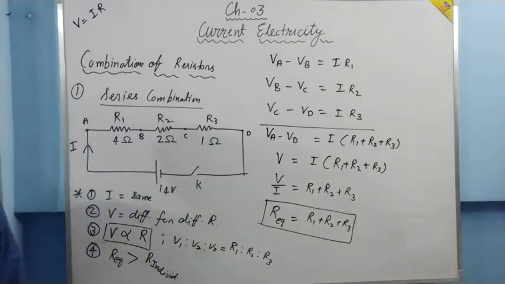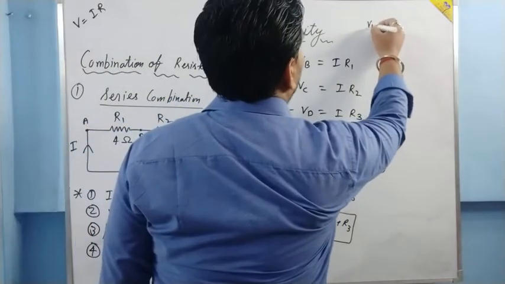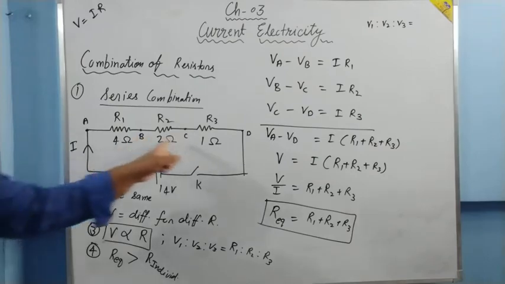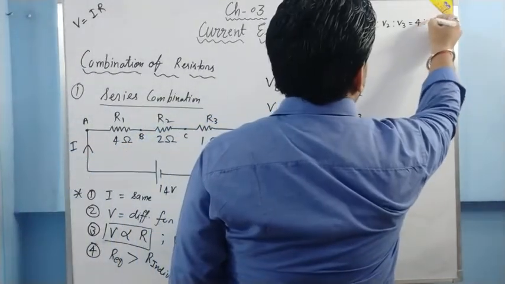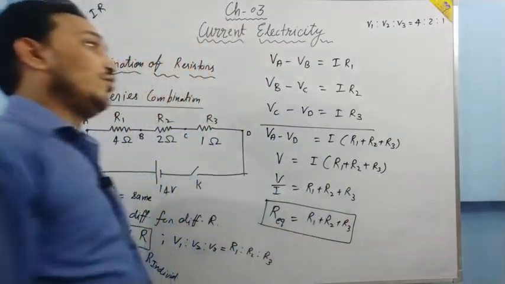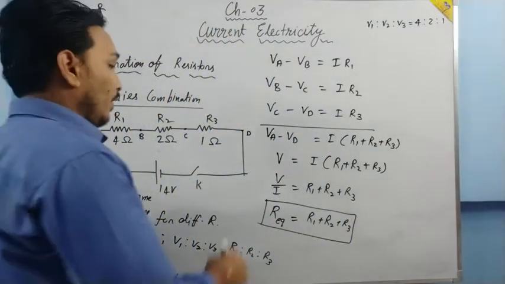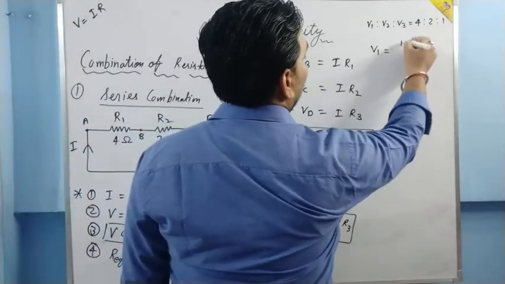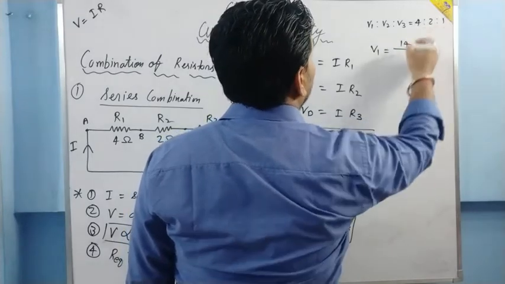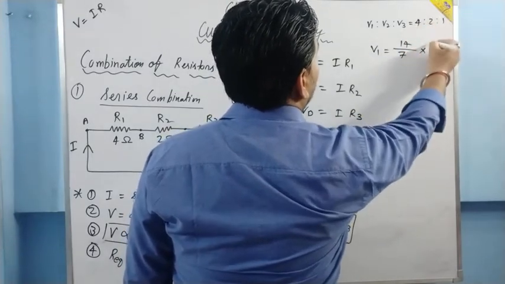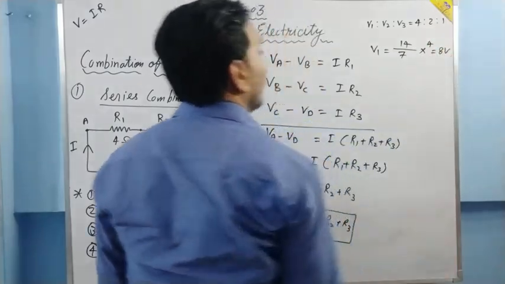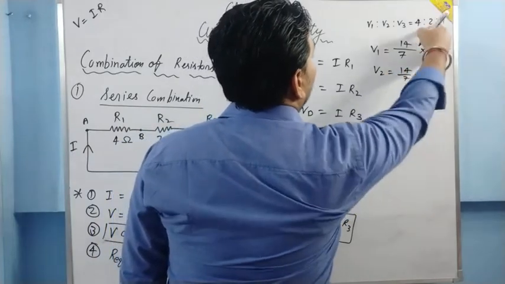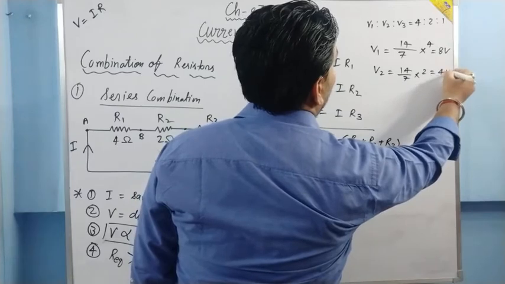And the sum of all the voltage will be 14. Is it clear? The ratio of voltage will be same as the resistance ratio, R1 is to R2 is to R3, 4 is to 2 is to 1. Now, if I want to know what is V1, the total voltage is 14 upon the ratio sum, 4 plus 2 plus 1, 7, multiplied by the ratio we are calculating, 4. It comes out to be 8 volt. In the same manner, V2 will be 14 upon 7 multiplied by 2, which is 4 volt.